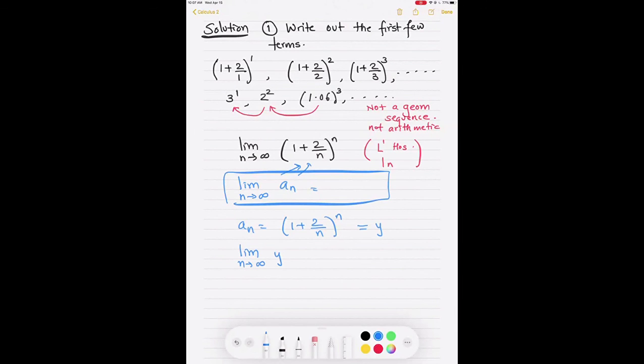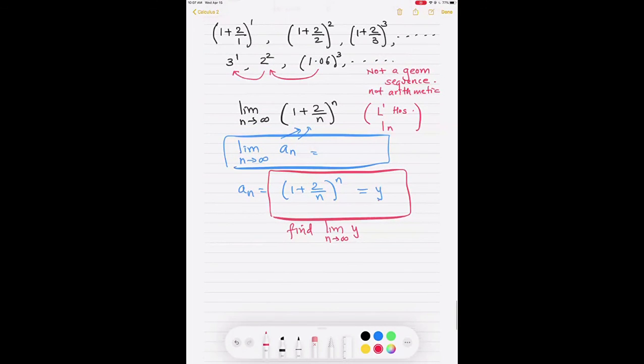But to know this limit of y, I'm going to erase this. I'm doing too many things here. I'm just going to box this. This is what I want. I want the limit of this one. So I want to find the limit as n approaches infinity of y, which is this.